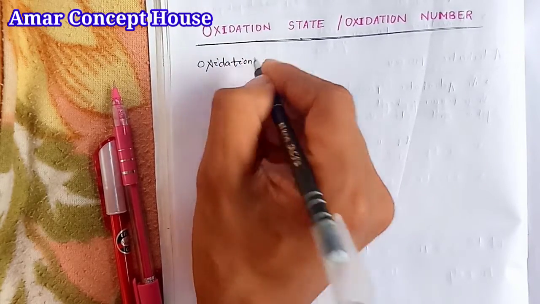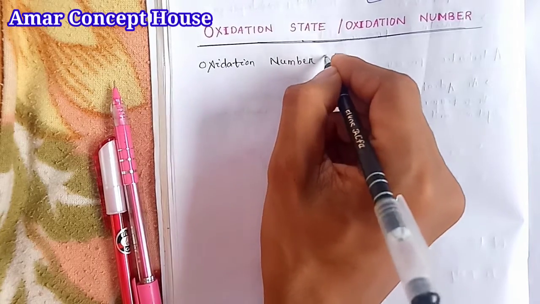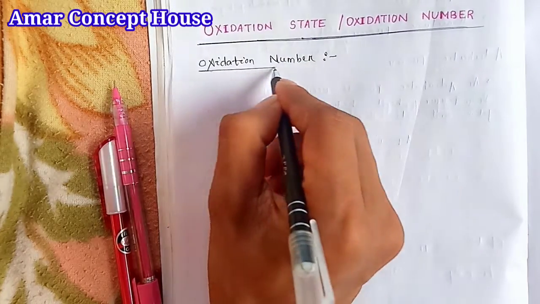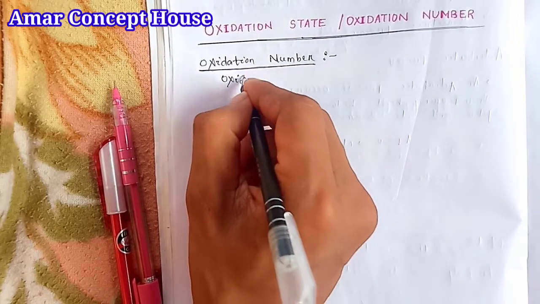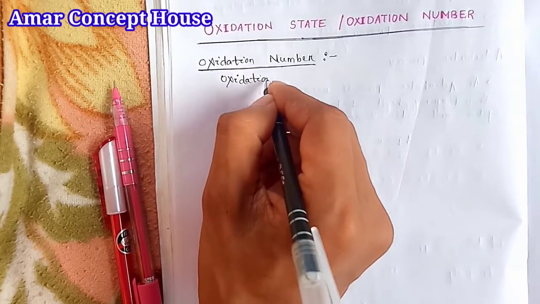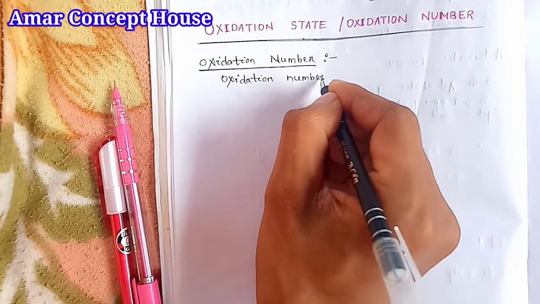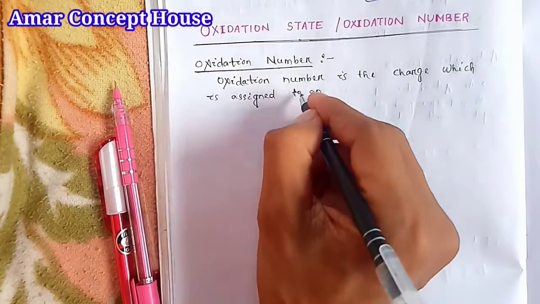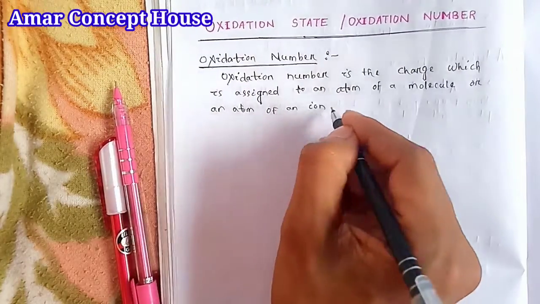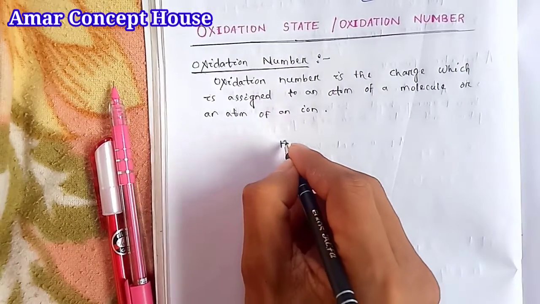Oxidation number is the charge which is assigned to an atom of a molecule or an atom of an ion. Clear? So oxidation number is the charge which is assigned to an atom of a molecule. Oxidation number is also called the formal charge on an atom.